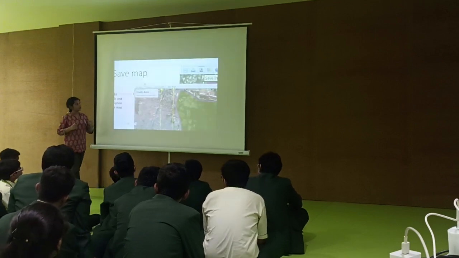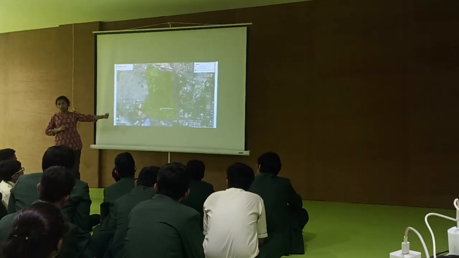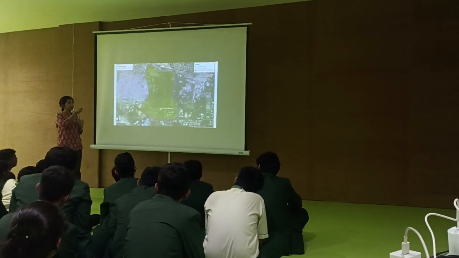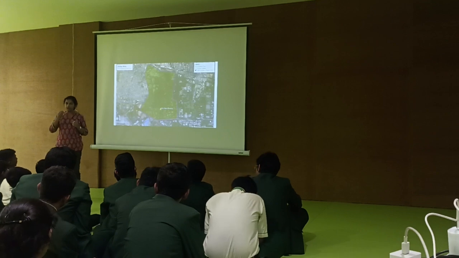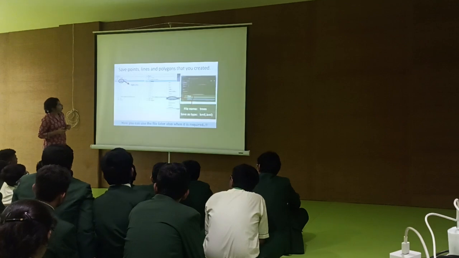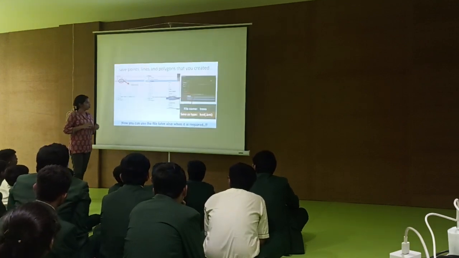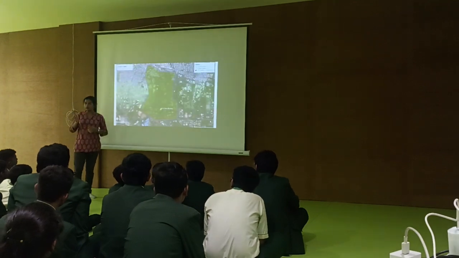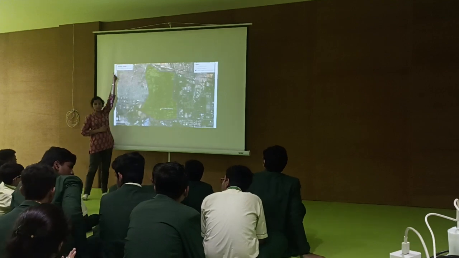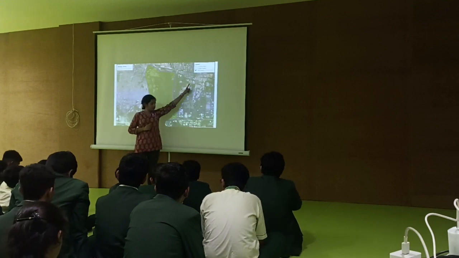Next. Now, the final output, your map should look like this. Okay. Now, to finally understand what components should be there in the map. Back. So there are 5 components that should be there in your map. Okay. First one is the title. Okay. Second one is the legend.